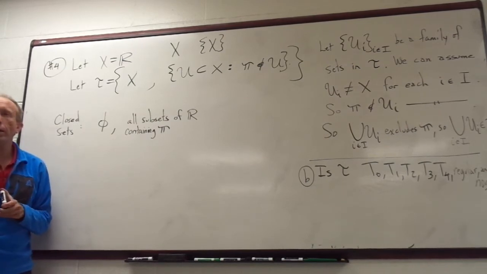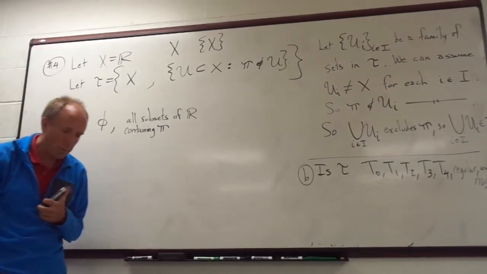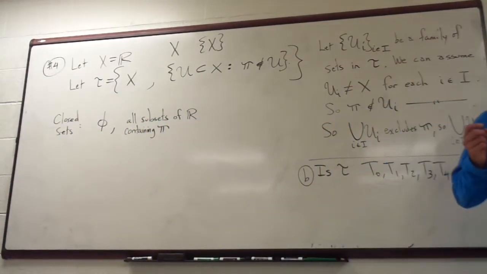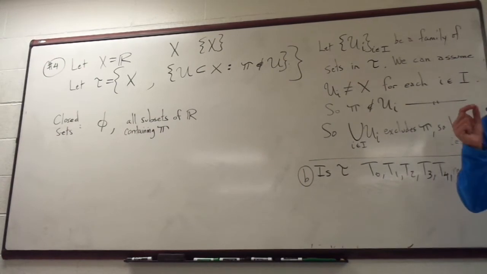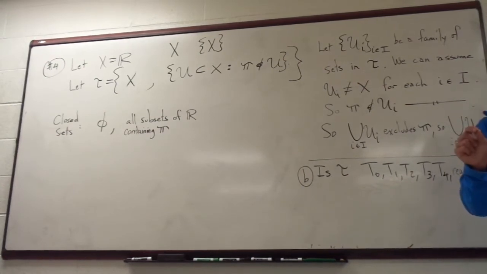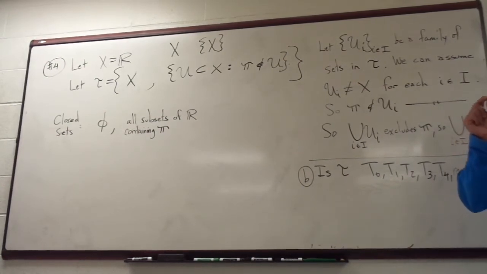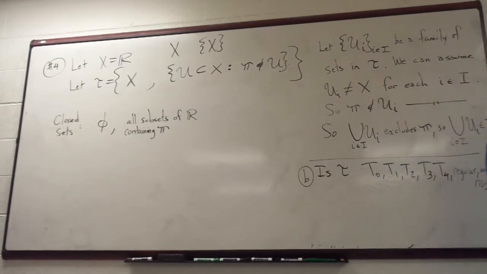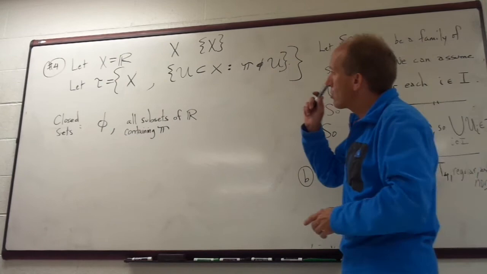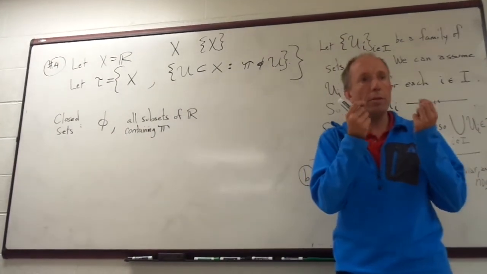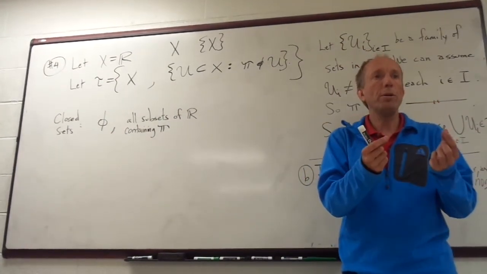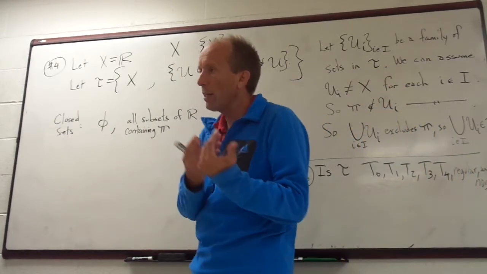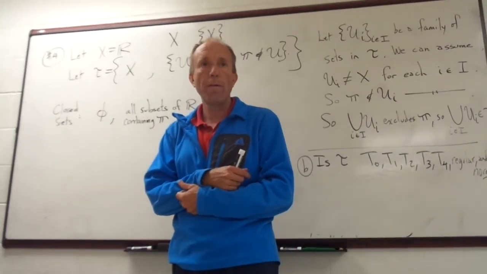Okay, so let's just see. What does T0 mean again? It means, by definition, that for any two distinct points, there exists an open set that contains one of them but not the other. Okay, so would that be true here? For any two distinct real numbers, can I always find an open set that contains one of them but not the other?